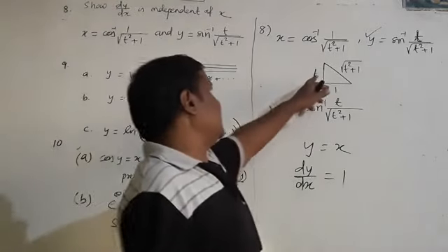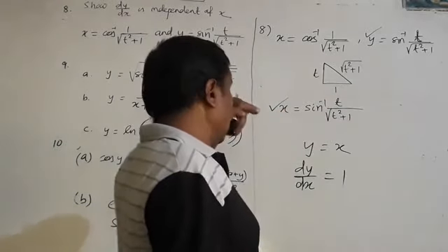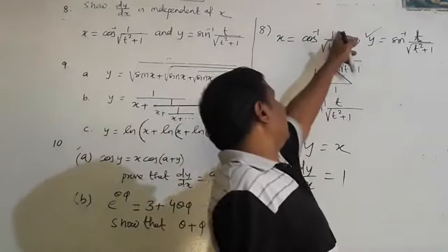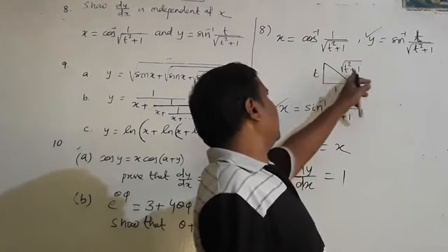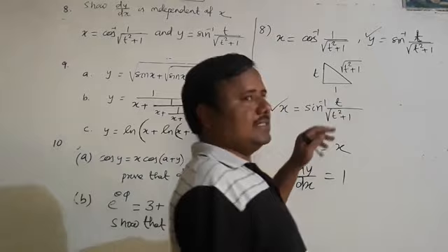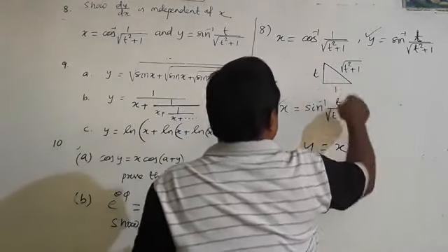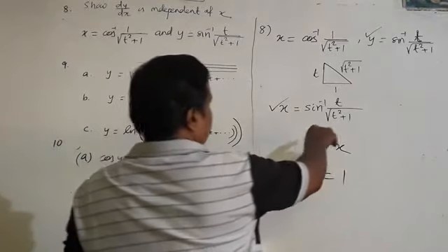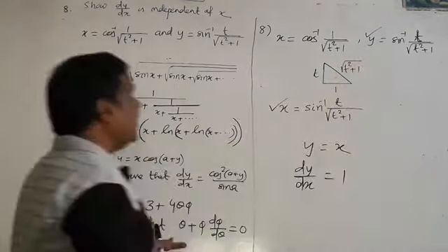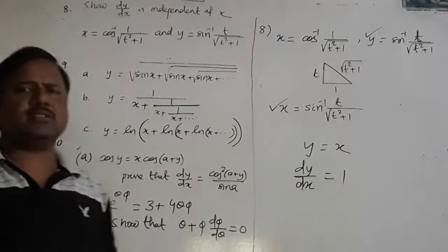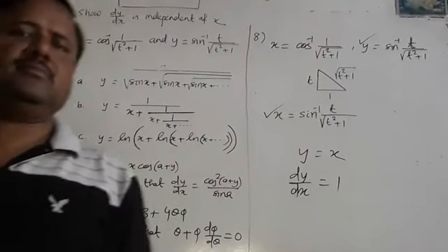Look at this diagram. This is the Pythagoras diagram, and you know cos theta is b by h. B is 1, h is root over (t square plus 1), and your perpendicular is root over of this square minus this square, that is t, and x is equal to sin inverse of t by root over (1 plus t square). Then relate x and y. It is clearly y is equal to x. So dy by dx is equal to 1. What is the bother about it? It's a very simple method.